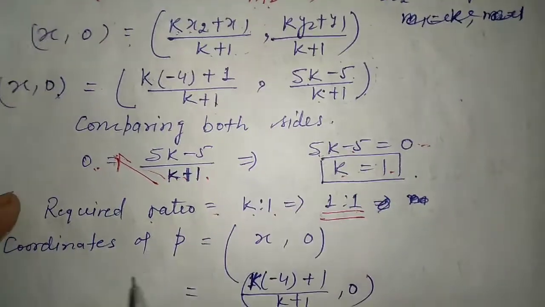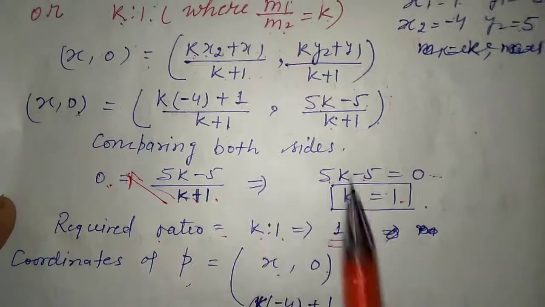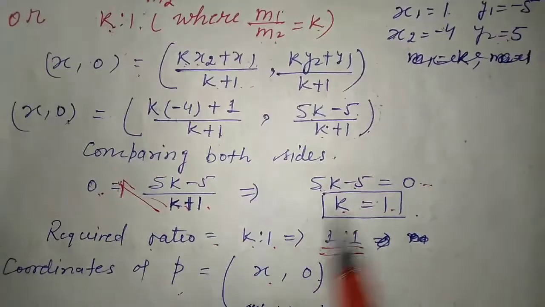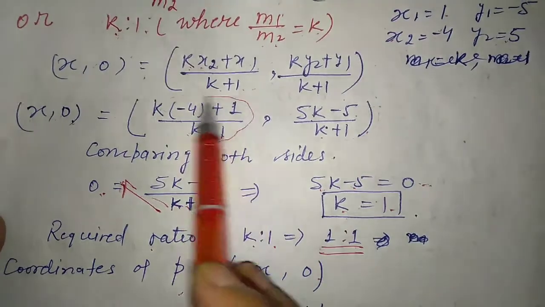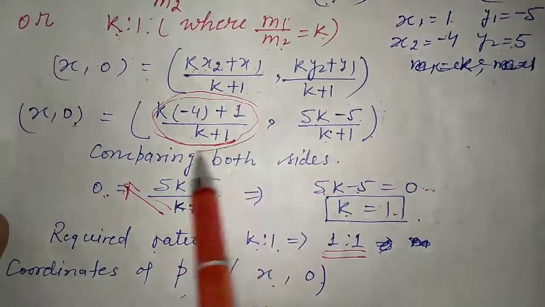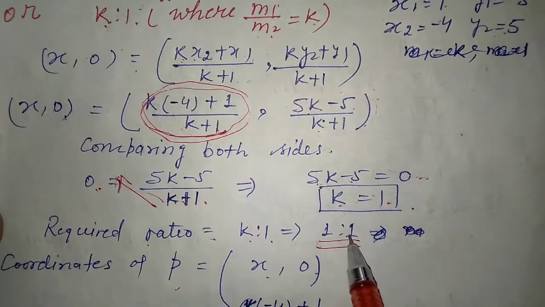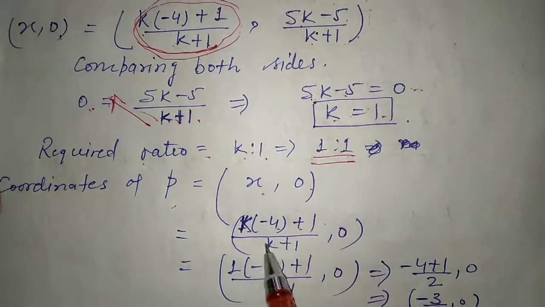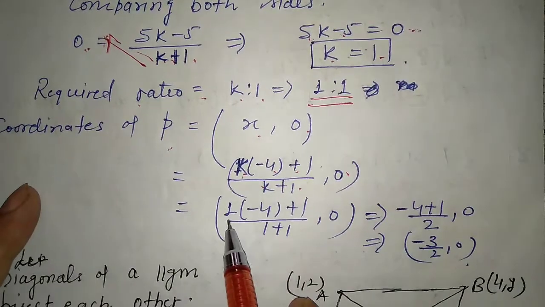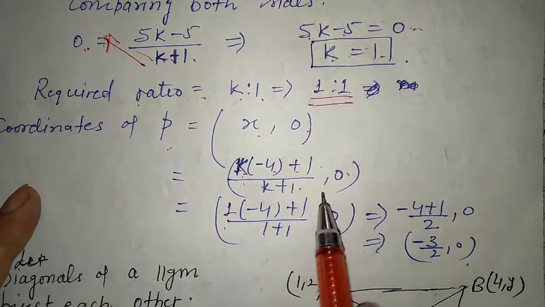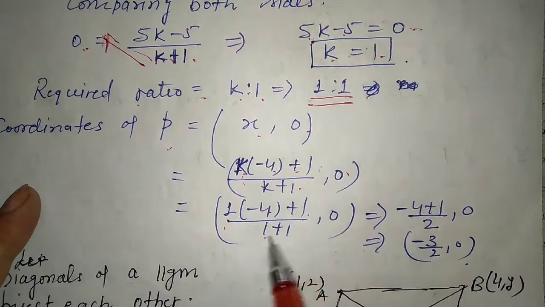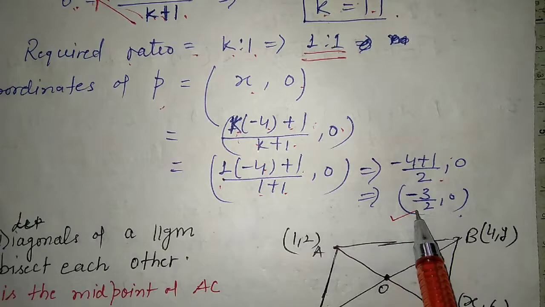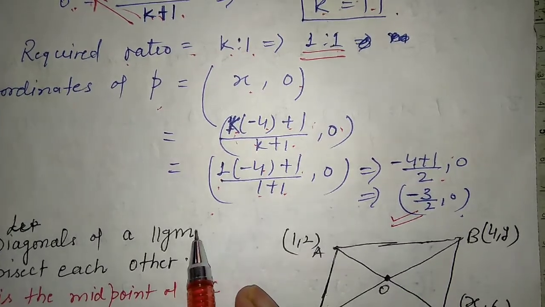We have to find the coordinates of P also, that is x and 0. The value of x we can find by putting the value of k in this part. Putting k equal to 1, we get k times -4 plus 1 upon k plus 1, and 0. Instead of k we write 1, so -4 plus 1 upon 1 plus 1. It becomes -4 plus 1 upon 2, that is -3 by 2, and 0.